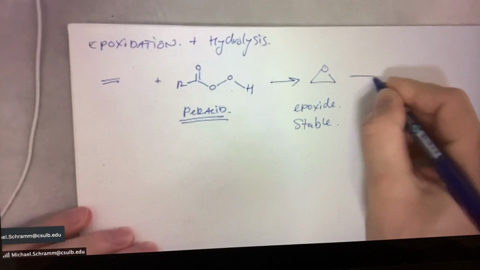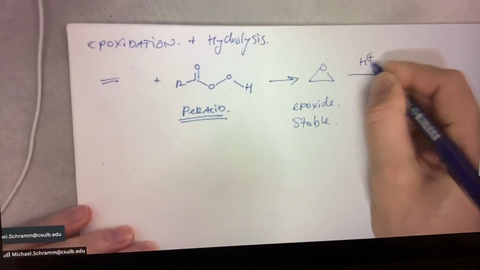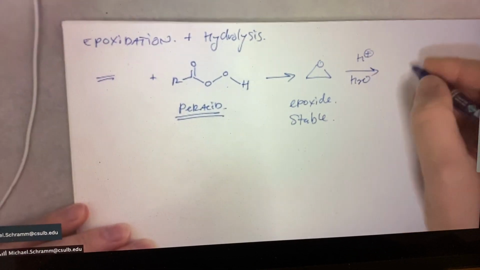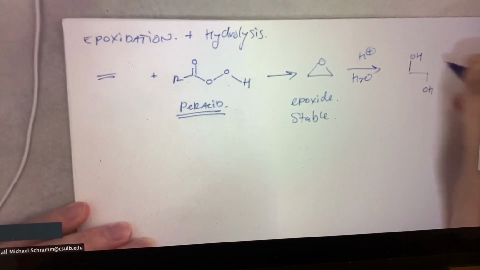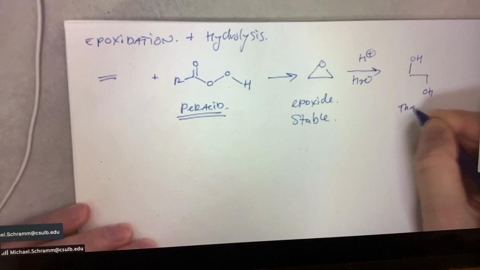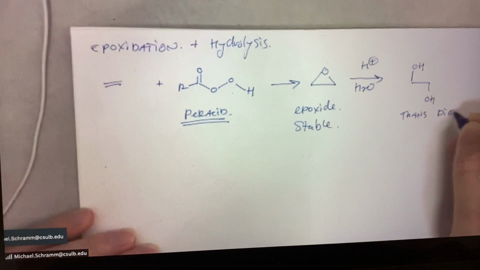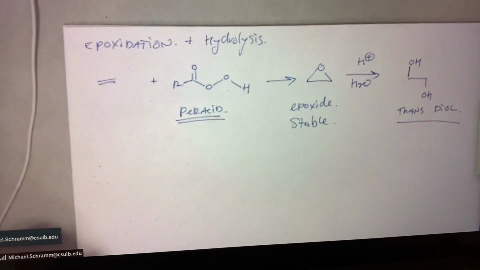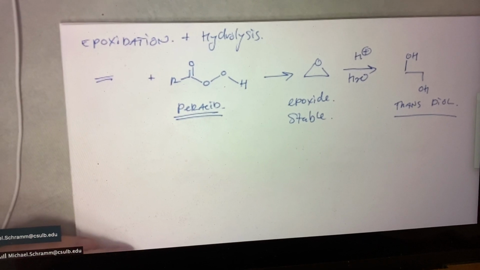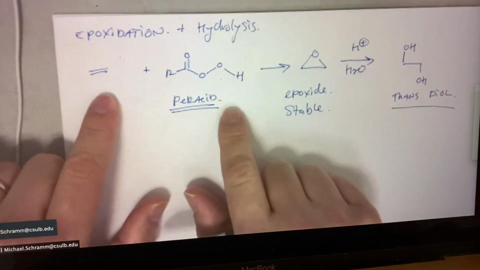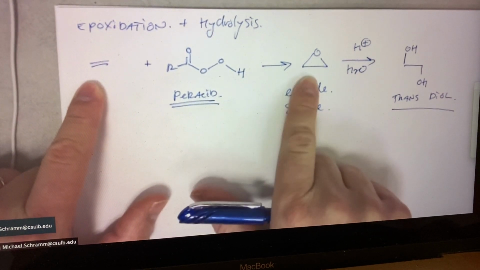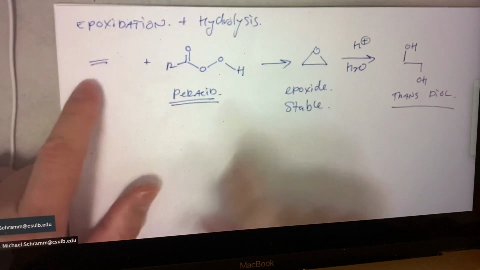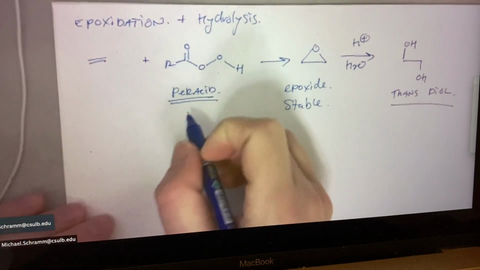And ultimately, if we take this and treat it with acid and water, we'll end up making a trans diol. Okay, so we're going to work through this particular process. First one is reacting alkene plus peracid. We make an epoxide, then epoxides we can open with acid and water. We'll go through this now.